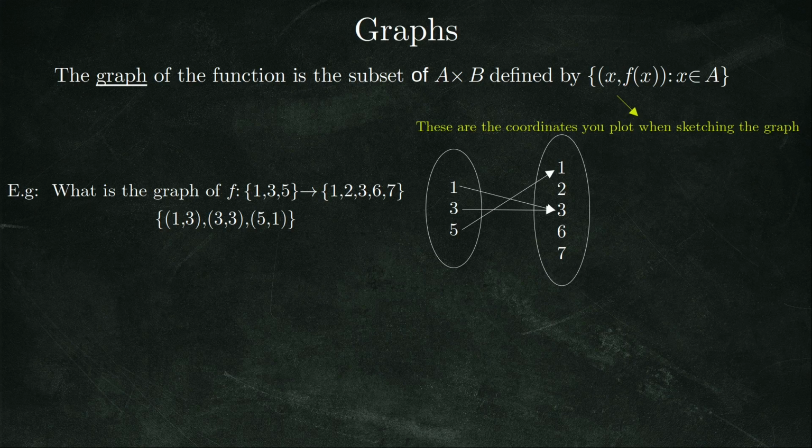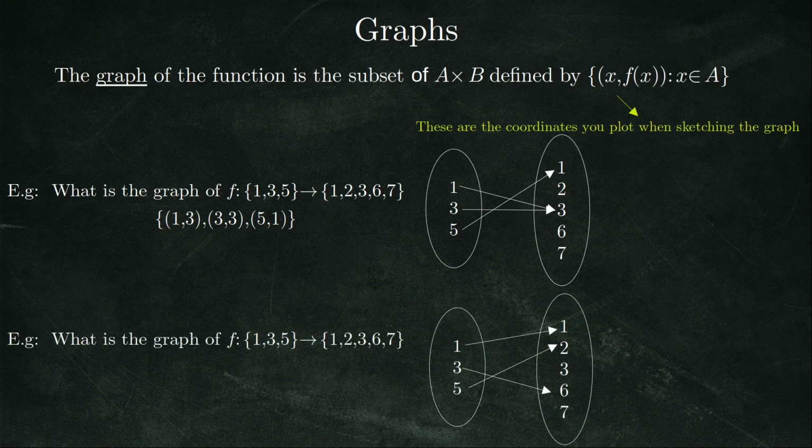Okay, what would the graph be of this function? Now I'm going to give you a minute or so, or you can pause the video to have a go on your own. So the graph of this function is (1, 1), (3, 6), (5, 2).